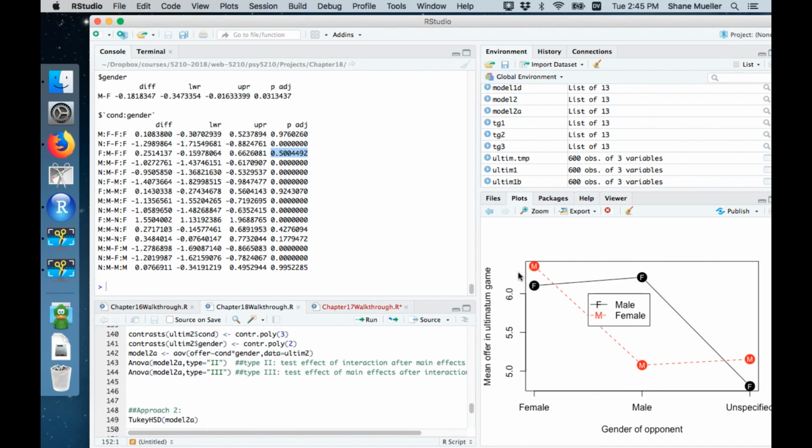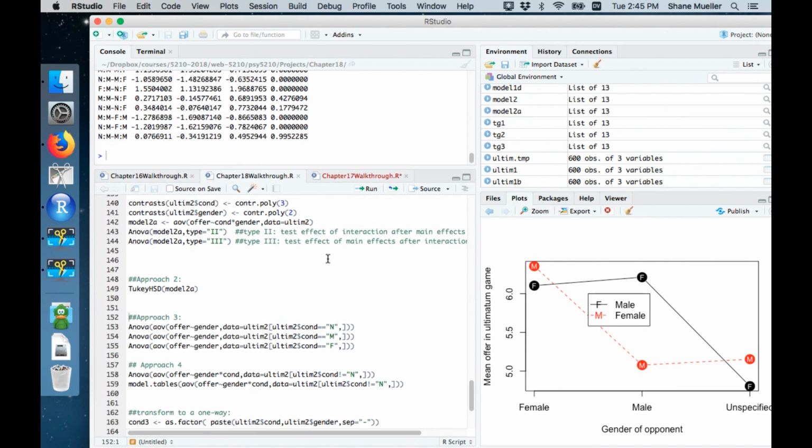And I could look at any of these pairs and say, well, how about these? Where do you see the difference in these? And I could use the Tukey test to ask specific questions about individual pairings of this. Okay, so that's another approach to try to understand these interactions.